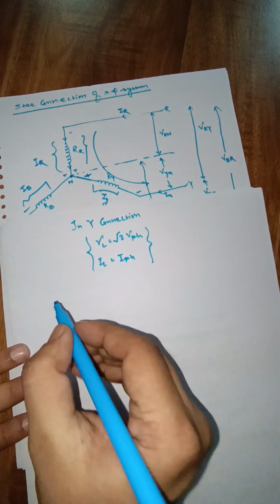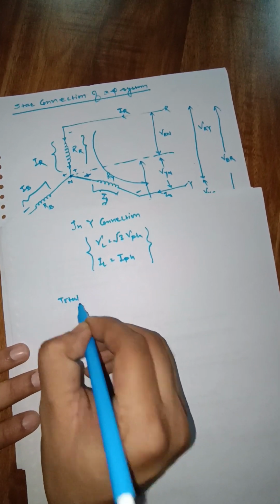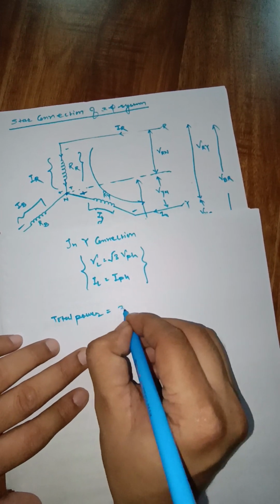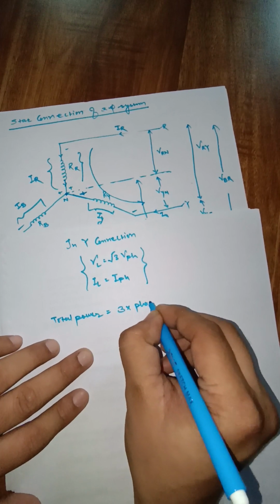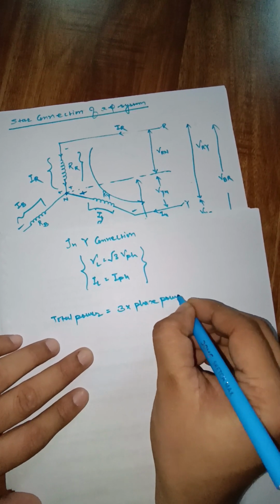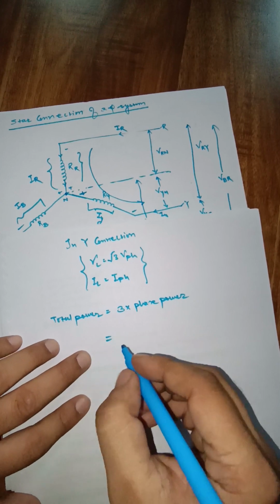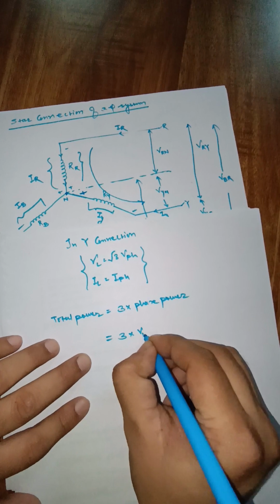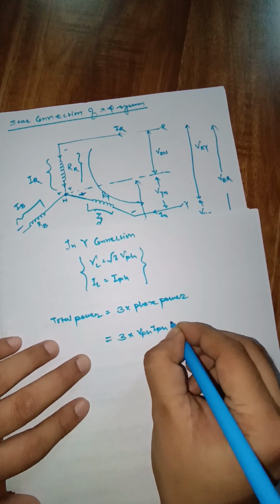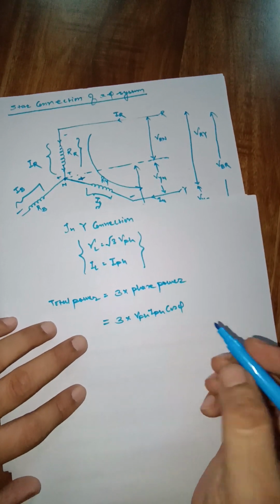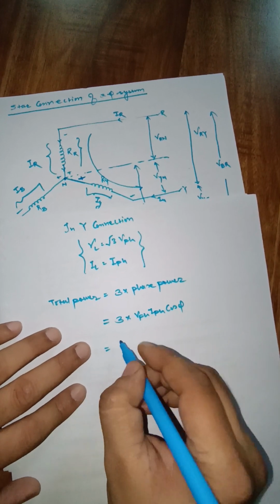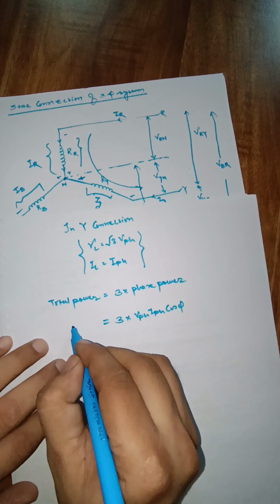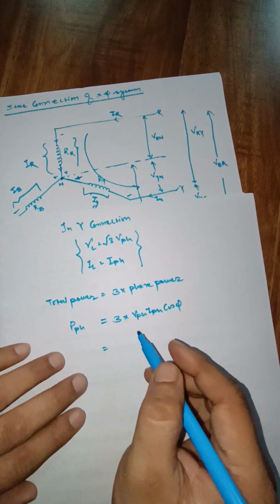So total power will be equal to what? Total power will be equal to 3 times the phase power. So what is 3 times the phase power? 3 multiplied by VPH IPH cos phi, the power of a single phase circuit. So VPH will be what? We have to convert this. This is P phase. Clear?